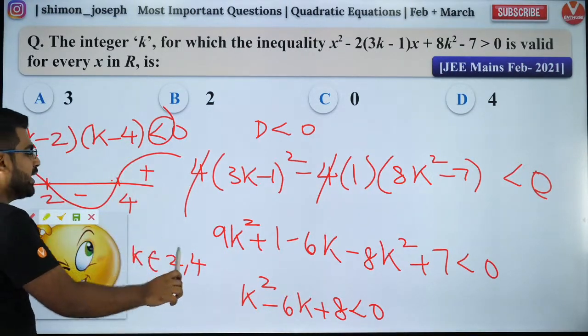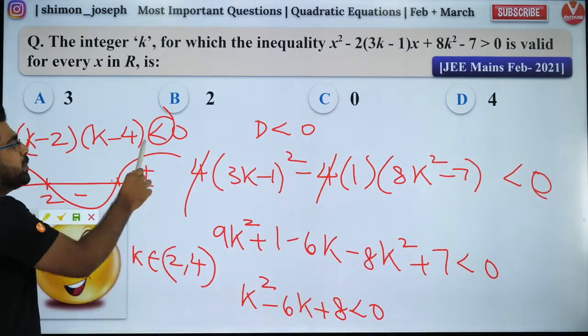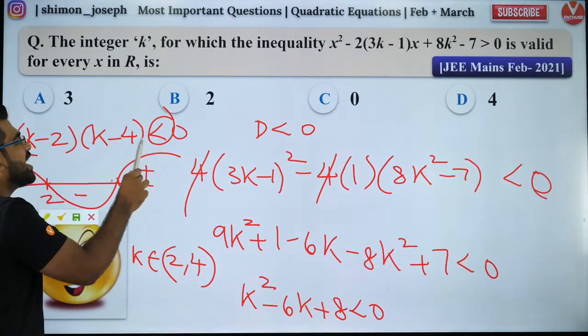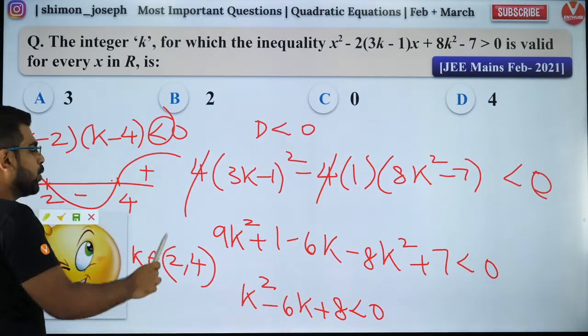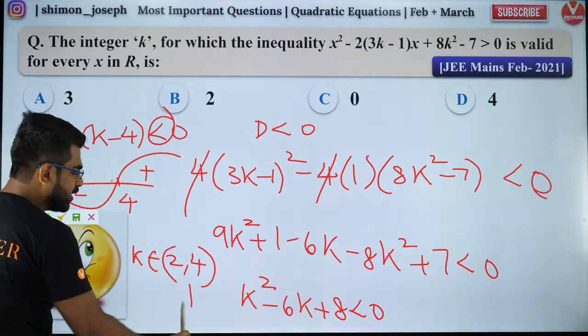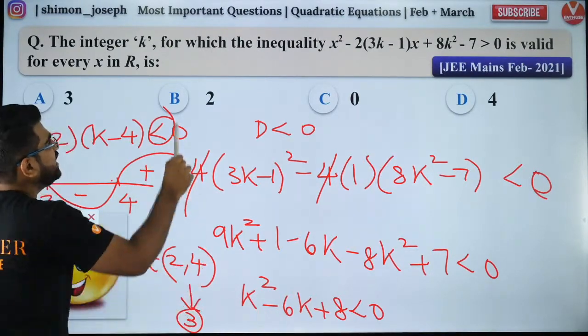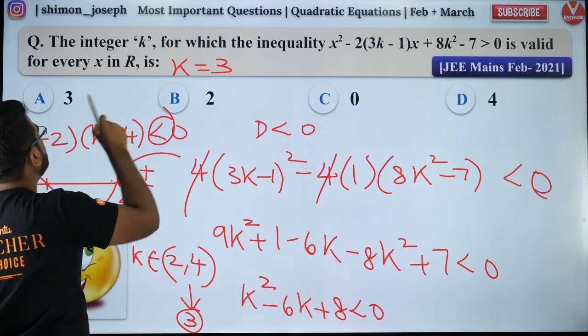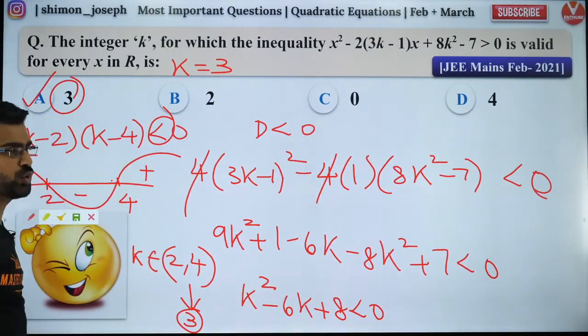Both are not included. Why not included? Because equality with 0 is not asked. They asked less than 0. So what is the only integer here? The only integer here is 3. So k is equal to 3, which is option A, my dear students.